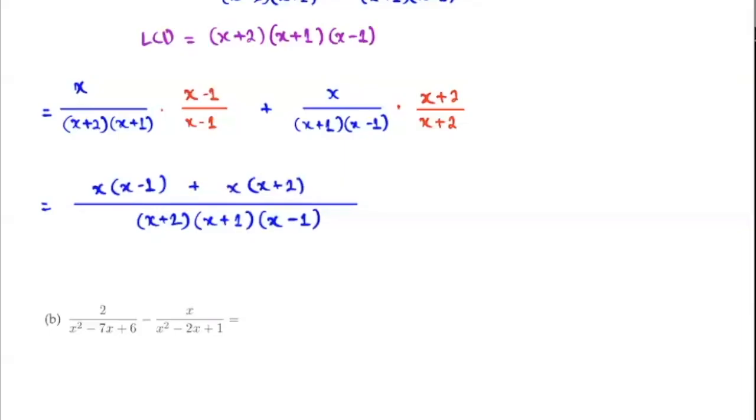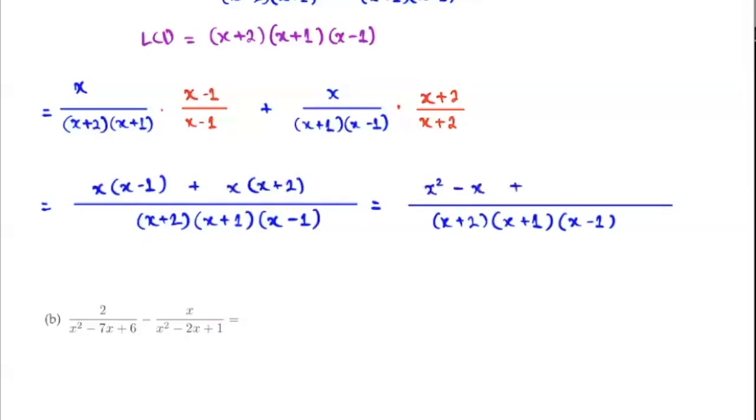Okay. So to do that, what I do is I just distribute x into the parentheses, this x into the parentheses. So yeah, the denominator is the same, right? The denominator, don't touch the denominator at this point. So x plus 2 times x plus 1 times x minus 1. You get x squared minus x plus x squared plus 2x. Then you combine like terms. So x squared plus x squared become 2x squared.